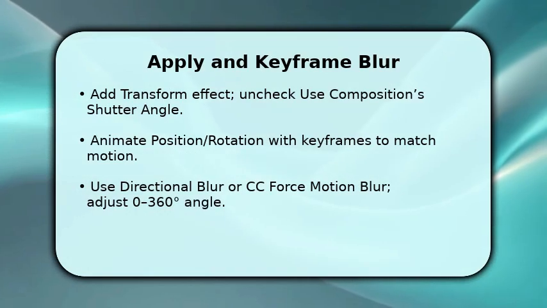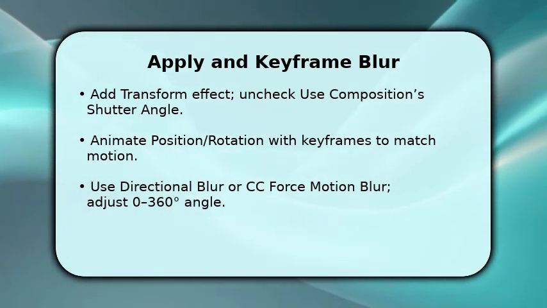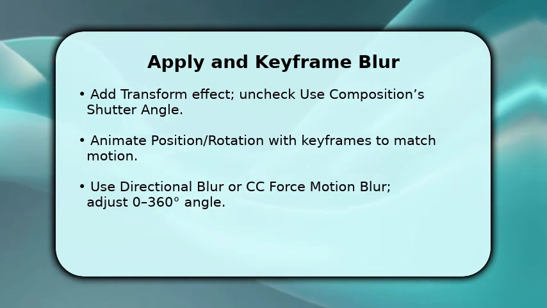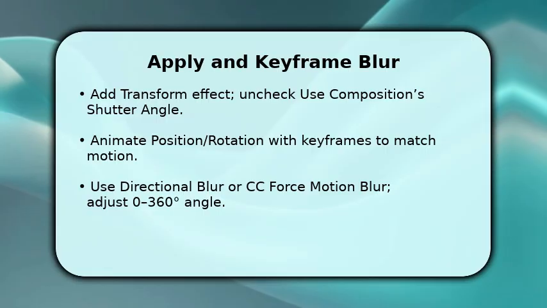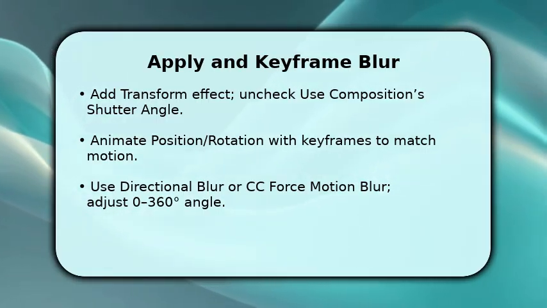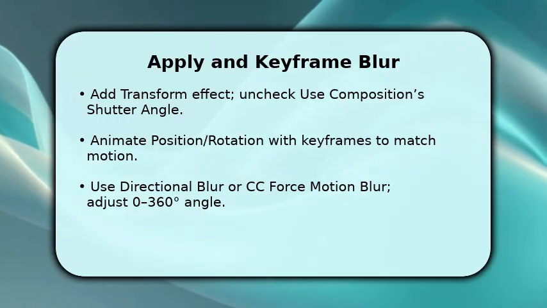You'll now apply motion blur precisely. Add the transform effect and turn off use composition's shutter angle. This lets transform drive blur. Keyframe position or rotation where motion occurs, then apply directional blur or CC force motion blur above the transform.